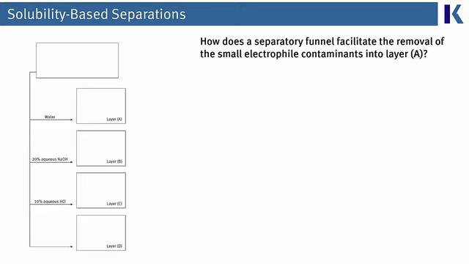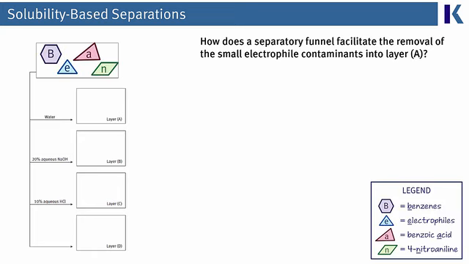Now that we've reviewed how this procedure works, let's start deducing which component is extracted into each of the 4 layers the student collected. At the start, we have a mixture of 4 different components: our 2 products, benzoic acid and 4-nitroaniline, and 2 contaminants, the unreacted starting materials, benzene and the electrophiles. Recall that the student dissolved the mixture in dichloromethane and then added the aqueous phase, water, and that was used to extract the first component of the mixture, which was then collected as layer A.